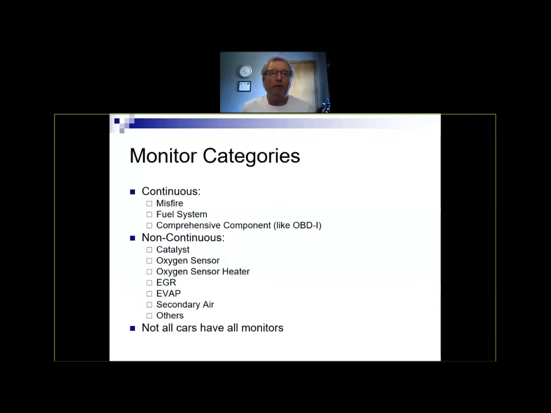Not all cars have all monitors. For example, not all cars have an EGR valve or an air pump, a secondary air system. So obviously, they're not going to have those monitors.